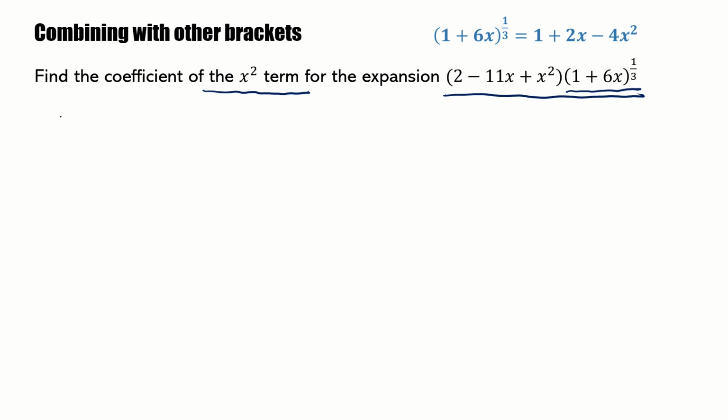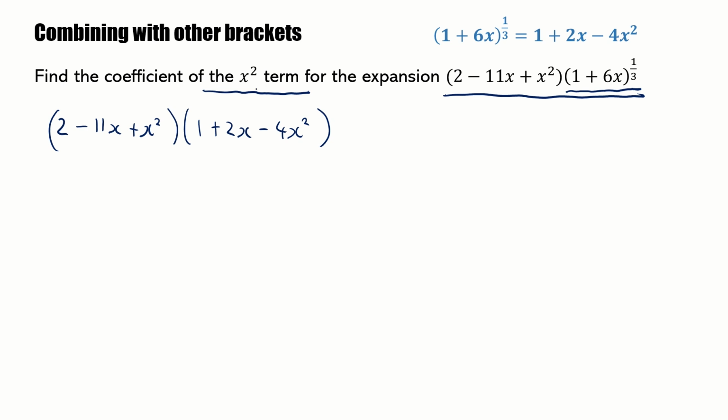But a lot of students might then be tempted to sit there and literally multiply out fully the brackets of 2 minus 11x plus x squared times 1 plus 2x minus 4x squared. But we don't need to. I'll explain why in a second, but the other aspect is, why was I able to stop at the x squared term in my expansion?